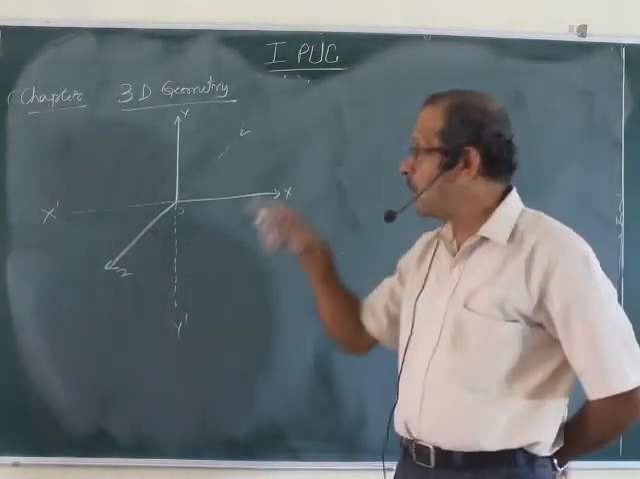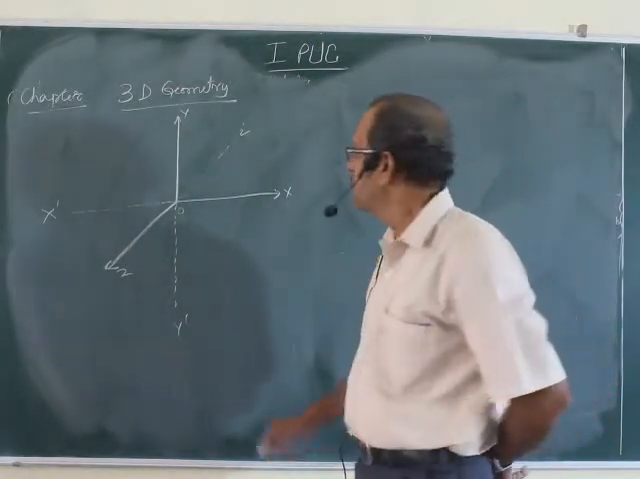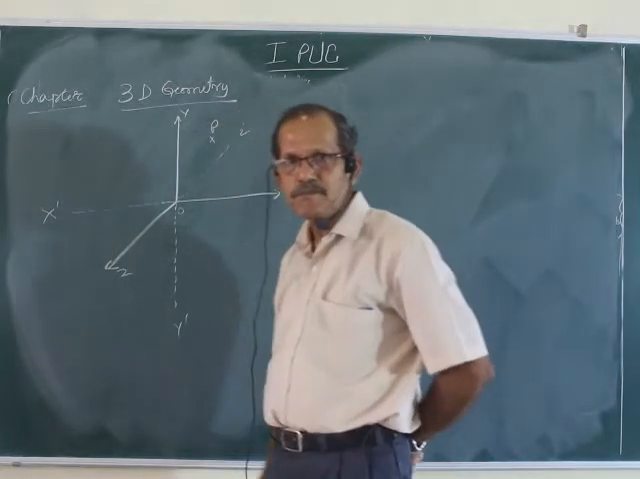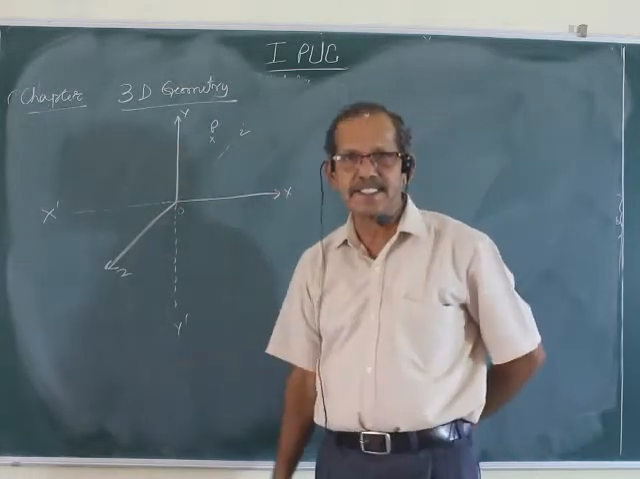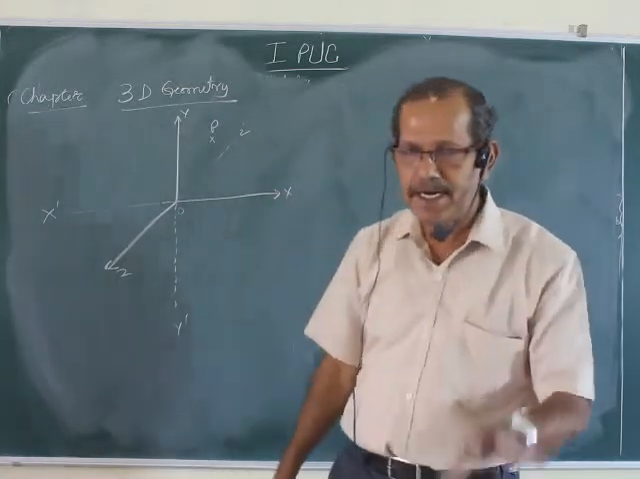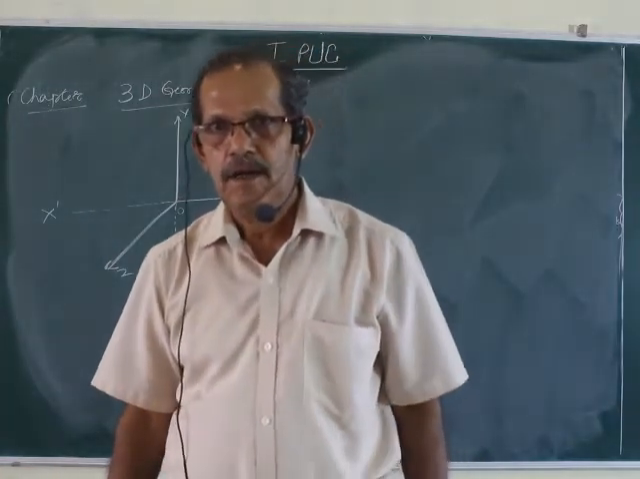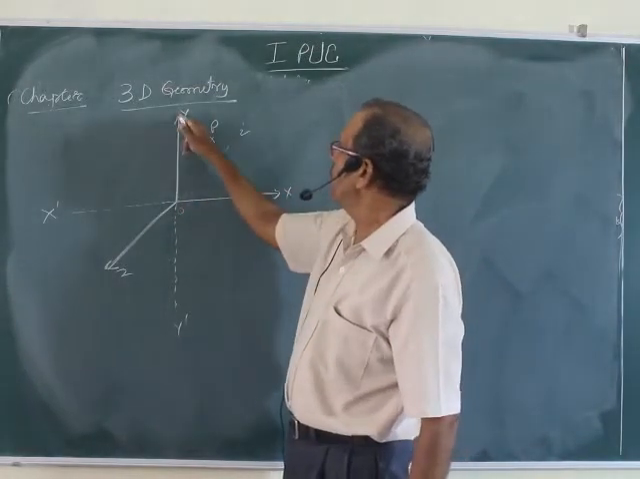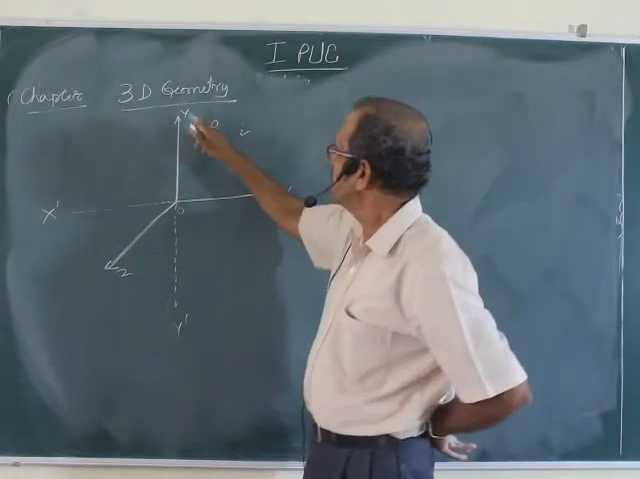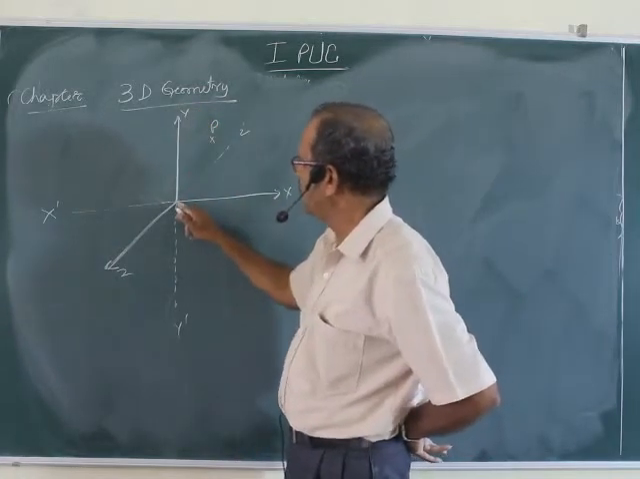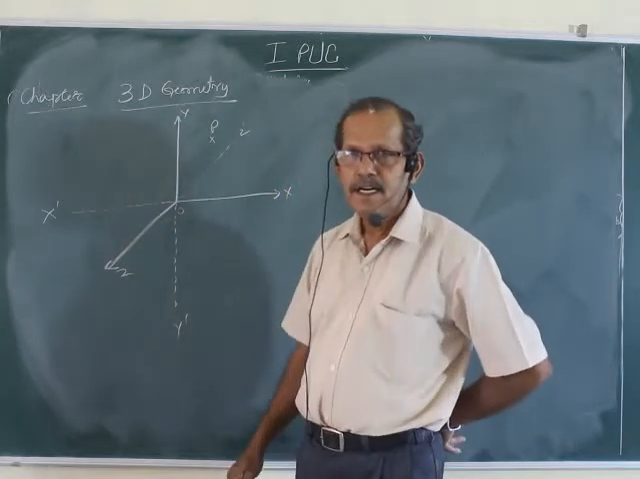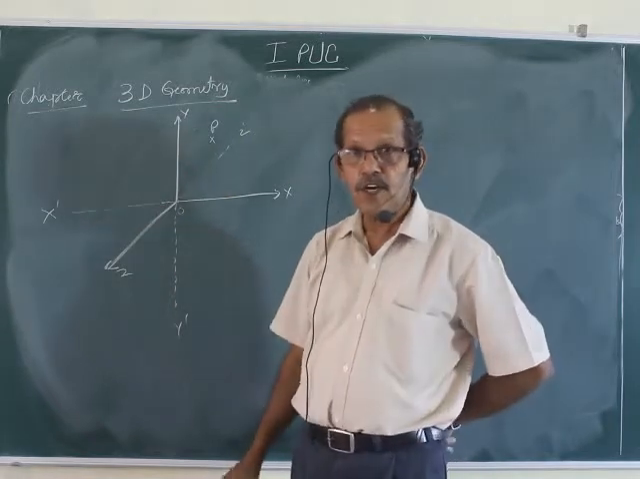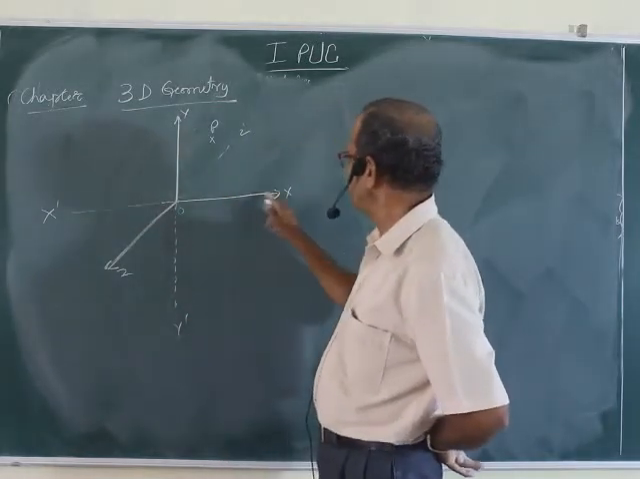Now, the same thing, how to draw it on the board, it is very difficult. Considering any point on the board, P is any point. There are 8 octants, I told you. The entire space is divided into 8 equal parts. The first part is X, O, Y, Z, the first chamber. Second one, Y, O, X dash, Z. Third one is X dash, O, Y dash, Z. Fourth one is Y dash, O, X, Z.